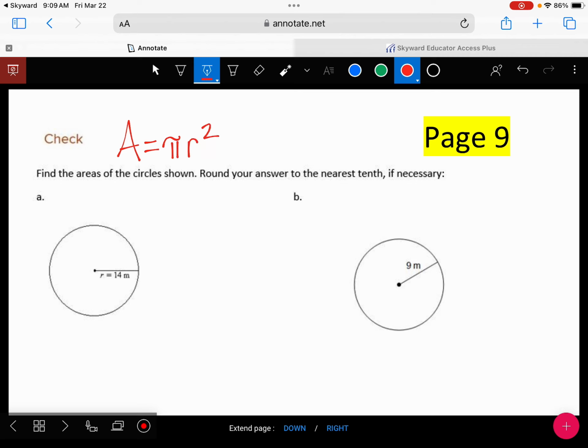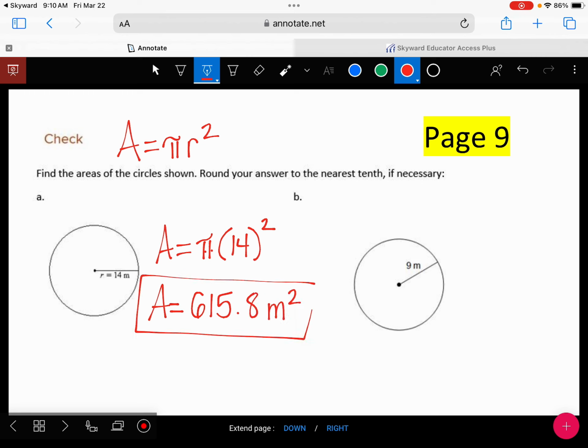So is that 14? The 14 that they gave us is the radius. So area equals pi times 14 squared. Go ahead, type that in your calculator. You should get 615.8 meters squared. All right, take a minute and do question B by yourself.